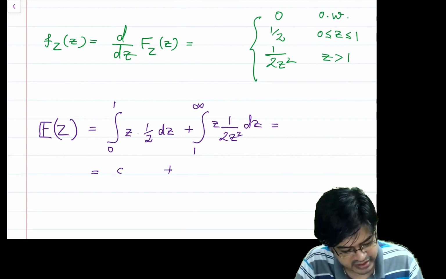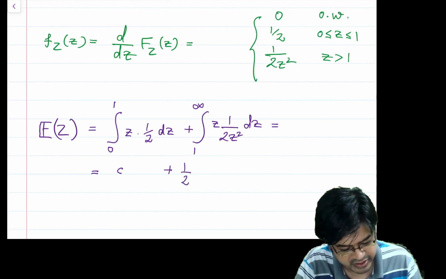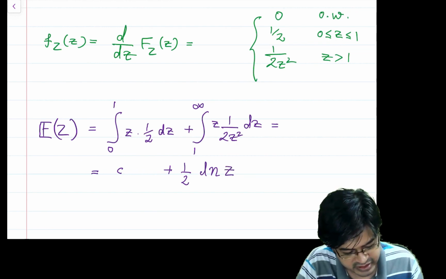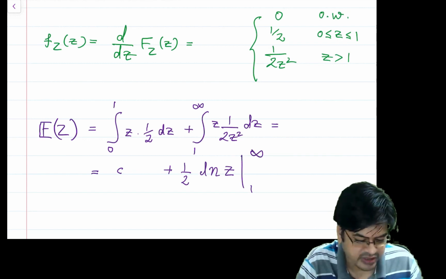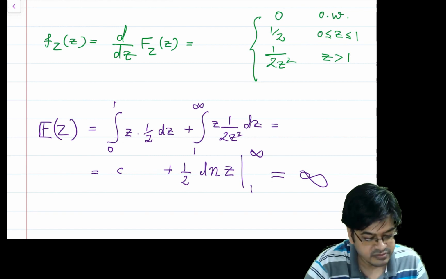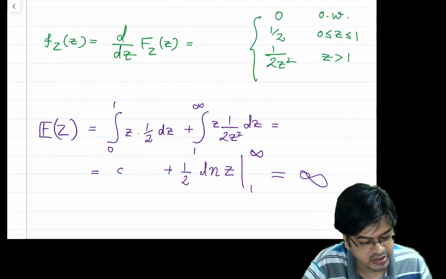But if you look at this integral, this is of the form 1 by z, and if you integrate this, 1 by 2 will come out and 1 by z will remain. If you try to integrate this, you will get ln of z, evaluated from 1 to infinity, where ln of infinity is infinity, so the integral is actually infinity, right? This means this particular random variable does not have a finite mean.